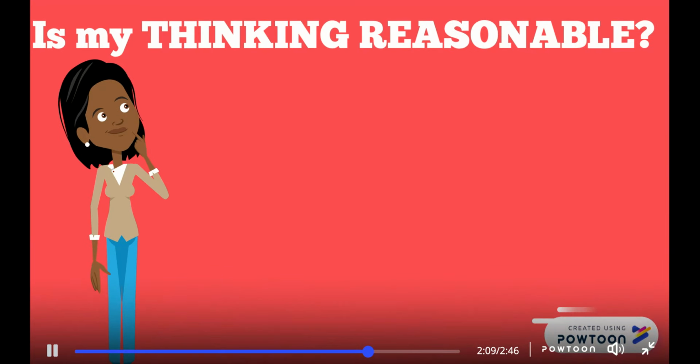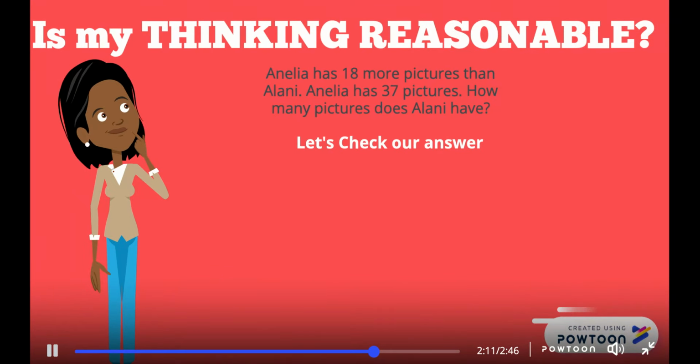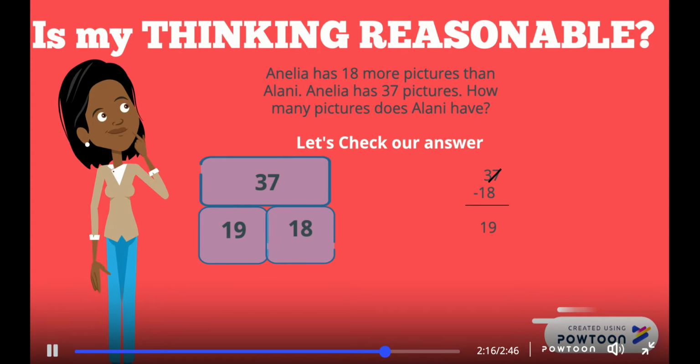So now we have to think, is my answer reasonable? Does my answer actually make sense? So let's check it. Now we have our equation on the side. An equation is 2 parts that are equal together. So we have 37 minus 18 is going to equal 19. So in order for me to do that, I need to take away some tens. So I have 3 tens. I'm going to take away 1 ten, which is going to give me 2.